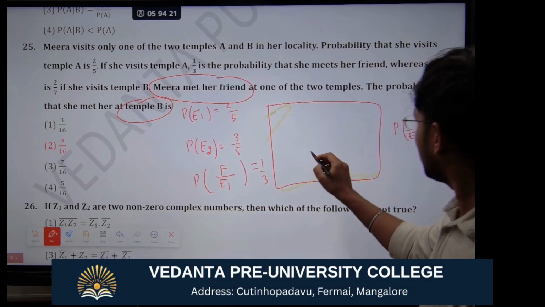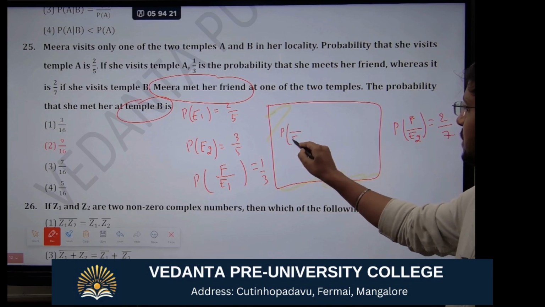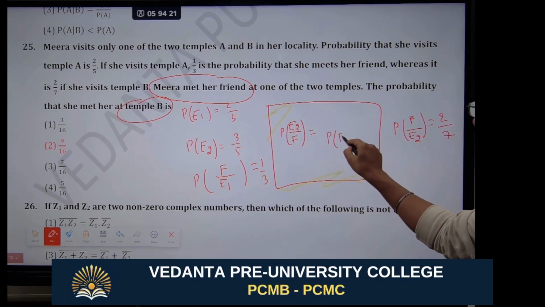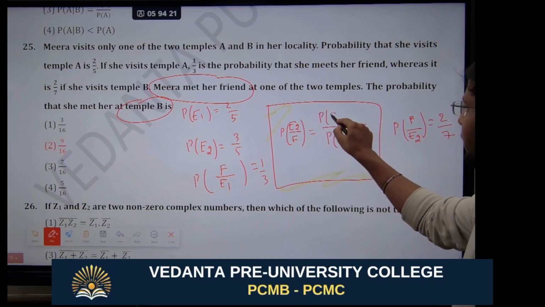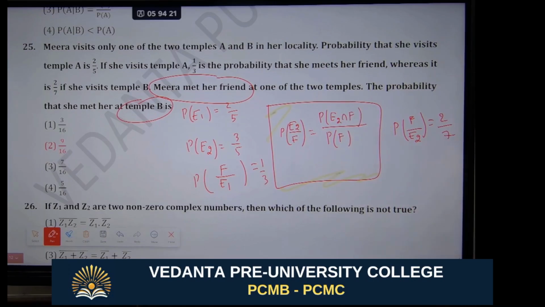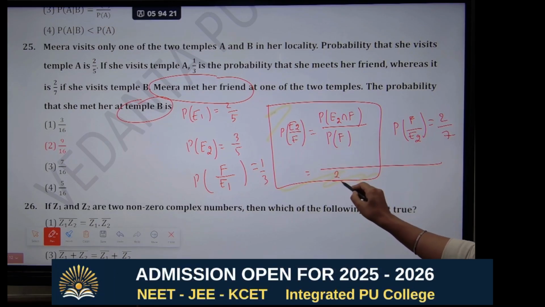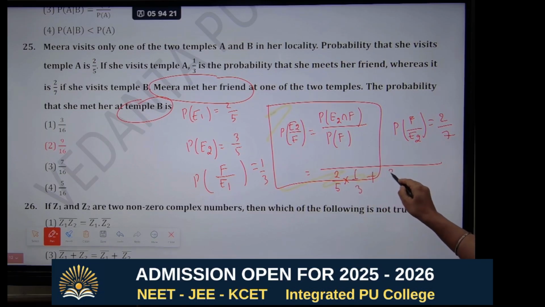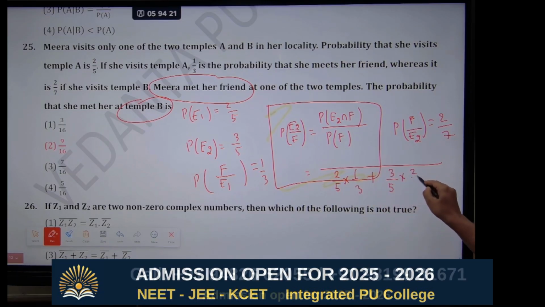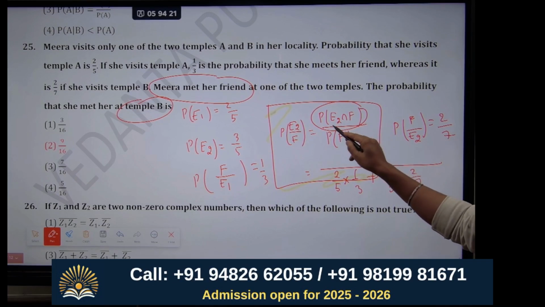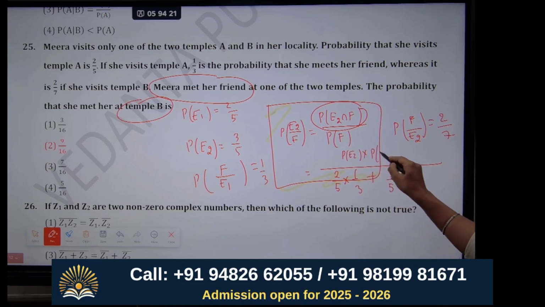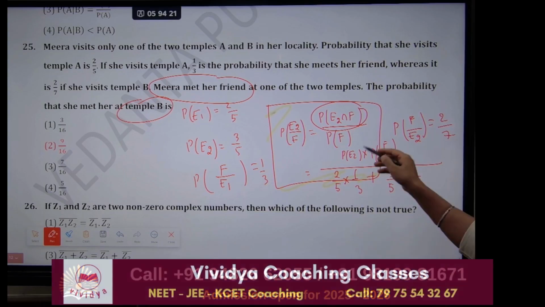So what is the question? What is the probability that she meets her friend F and she has visited E2? This is nothing but the probability of E2 intersection F. Now what is the probability that she meets her friend F? First she went to E1, then from E1 she met her friend with 1 by 3, or she went to E2 and from there she met with 2 by 7. But I want that she went to E2 and she met her friend. So this is nothing but P(E2) into P(F|E2). So just put in the values.